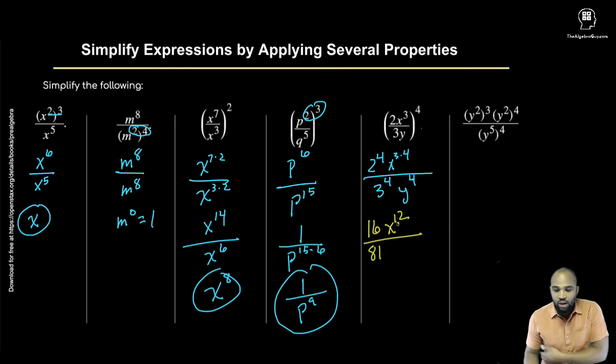We have x. Nope, no x is on the bottom. We just have y to the 4th. All right, so can we simplify anything? There are no x's, no variables are going to simplify because we have x and y. They're different. But can we simplify this?